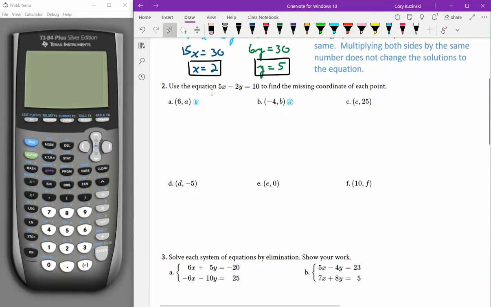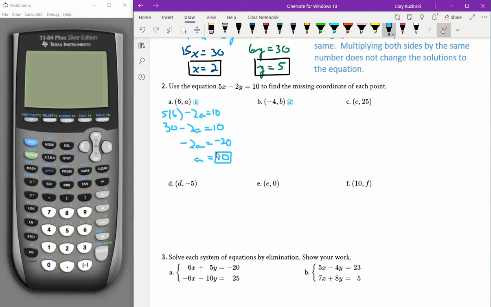Use the equation 5x minus 2y equals 10 to find the missing coordinate of each point. So we're given an x value here, and we need to find the y value, or a. We're going to do 5 times 6 minus 2 times y, which is a, equals 10. So that's 30 minus 2a equals 10. Negative 2a equals negative 20 after we subtract 30 from both sides. So a equals 10 after we divide both sides by negative 2.